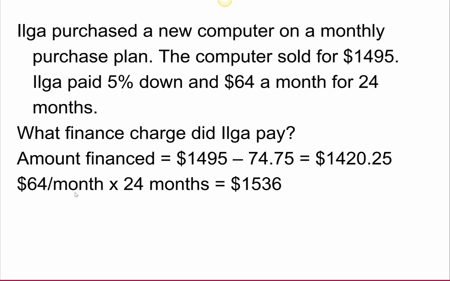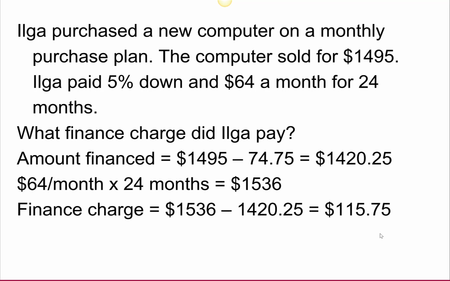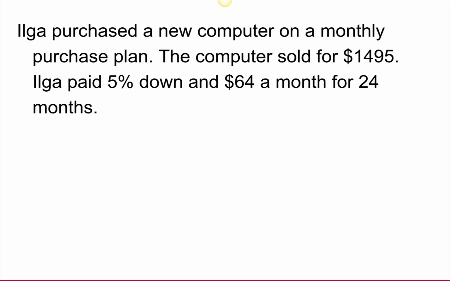And then we're going to figure out how much she paid total, $64 per month times 24 months. So she paid a total of $15.36. So the difference between $15.36 and $14.20.25 is going to be the amount of interest.